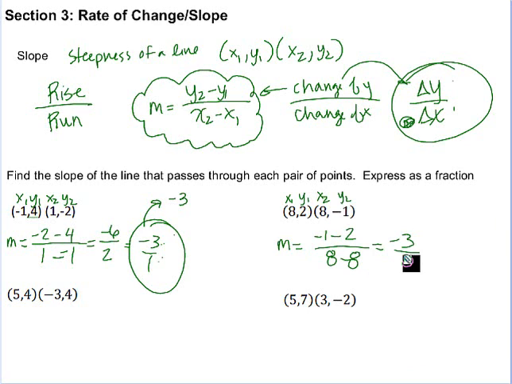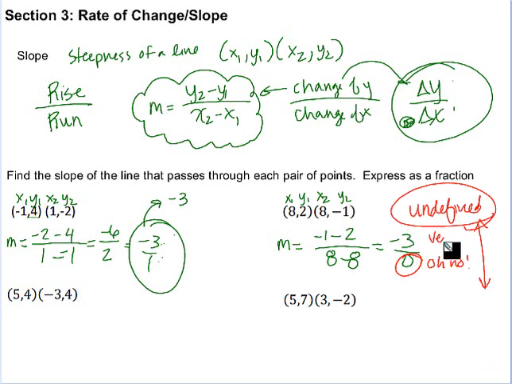So we have negative 3 over 0. Uh-oh. Oh no. We're dividing by 0. Can we do that? That's not possible. So this is undefined. We can never divide by 0. Undefined means that we have a vertical line. All right, and if we were to plot these 2 points on a grid over 8 up 2, over 8 down 1, we would also see that those 2 lines would plot and form a vertical line.